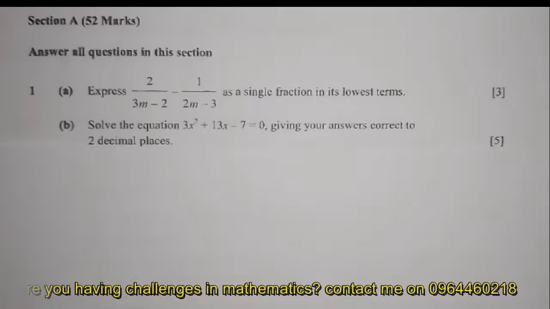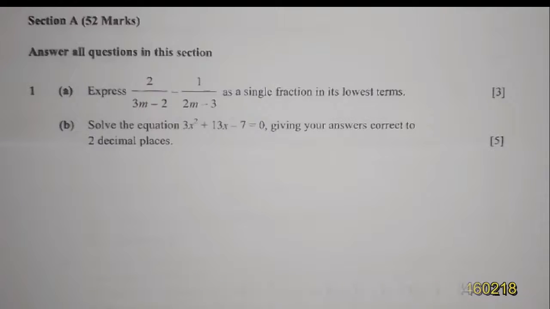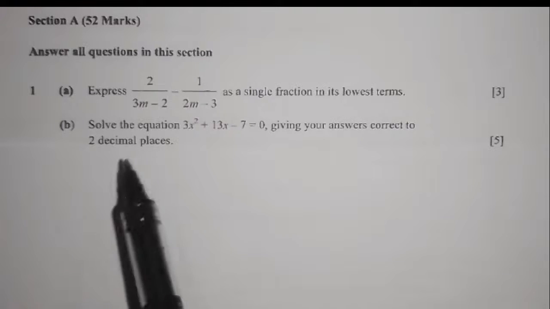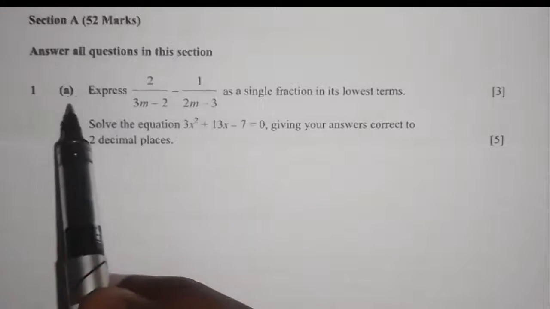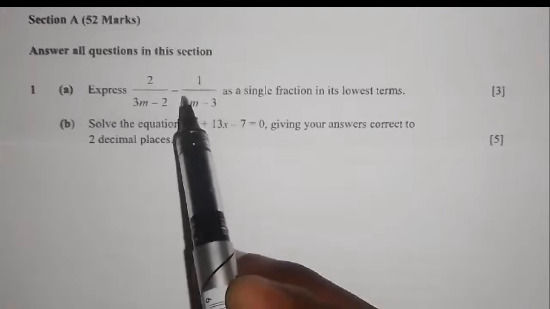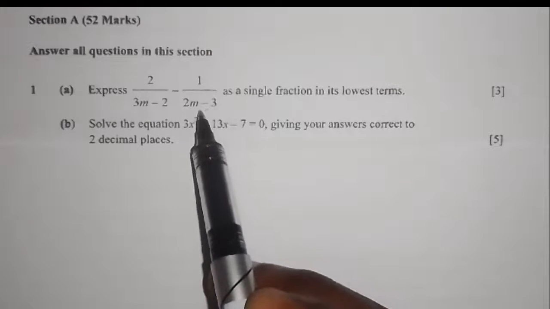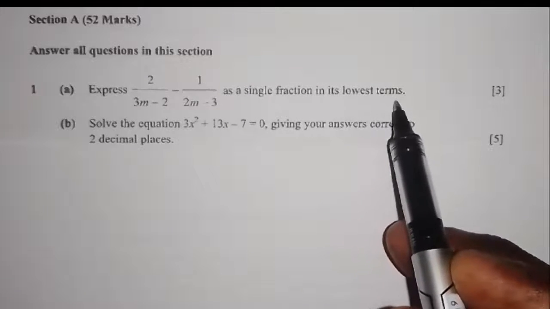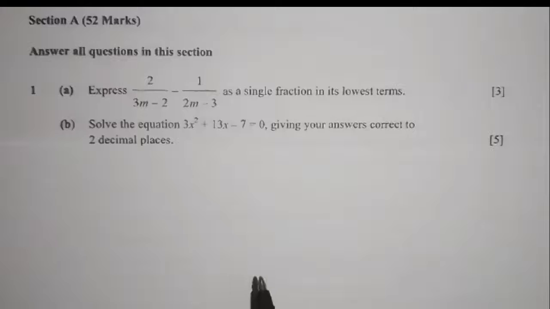So without further ado, we'll start from question 1. This is section A, which has 52 marks. The first question says 1A, express 2 over 3m minus 2 minus 1 over 2m minus 3 as a single fraction in its lowest terms. This is 3 marks.